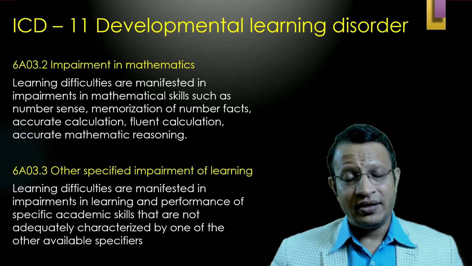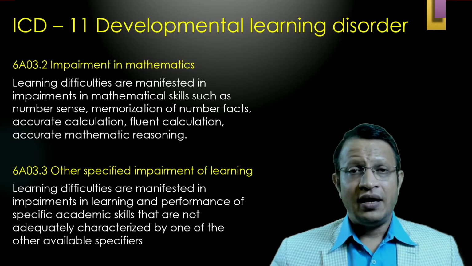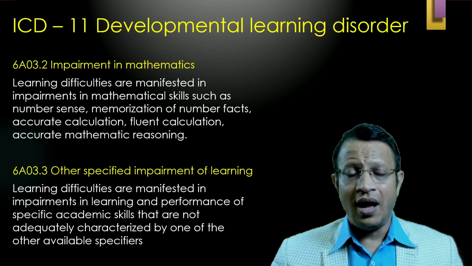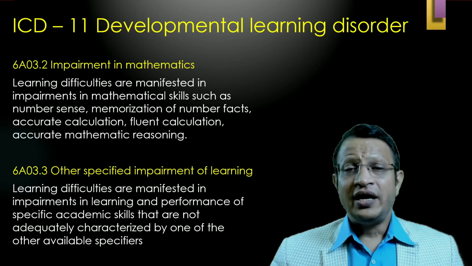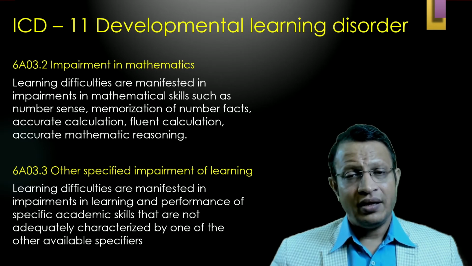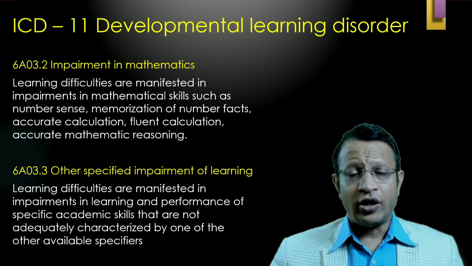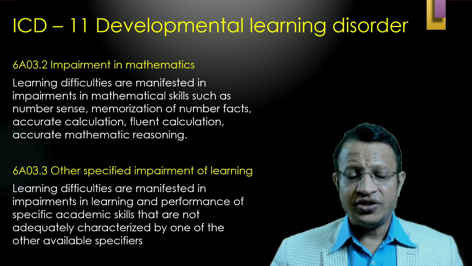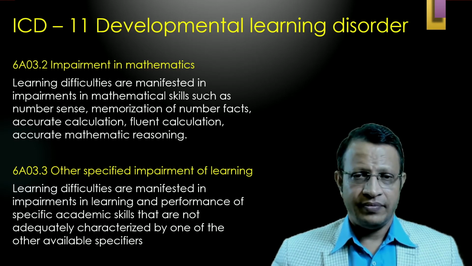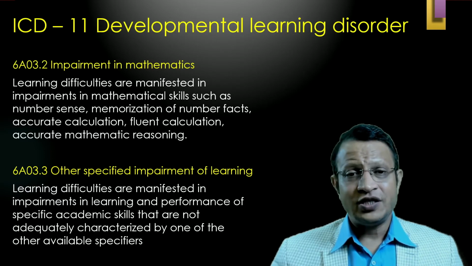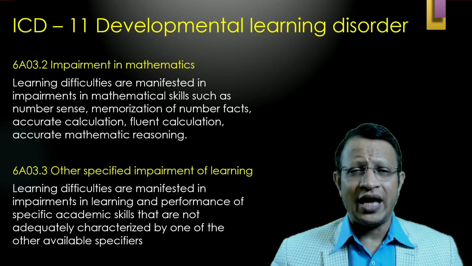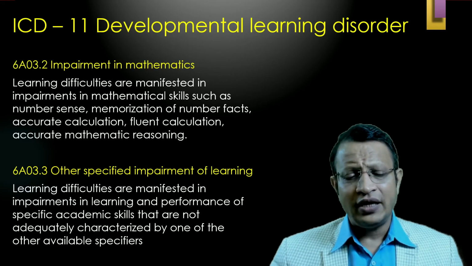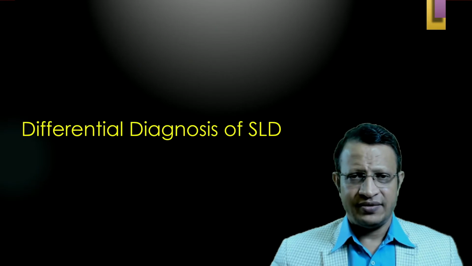The other important one is impairment in mathematics. Learning difficulties with regard to mathematics are mathematics skills present such as number difficulties or number sense, difficulty in remembering the number facts, accurate calculation, fluent calculation, and mathematical reasoning. The next one is other specified impairment in learning. Here, learning difficulties are manifested in impairment in learning and performance of specific academic skills that are not adequately categorized by one of the above specifiers.